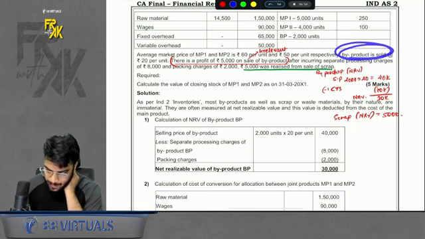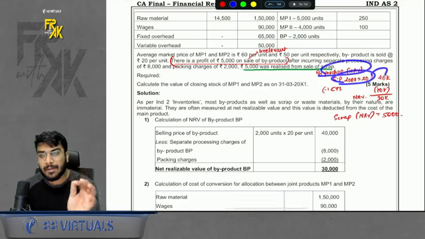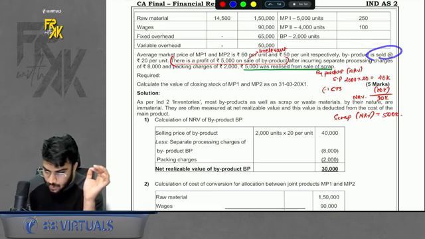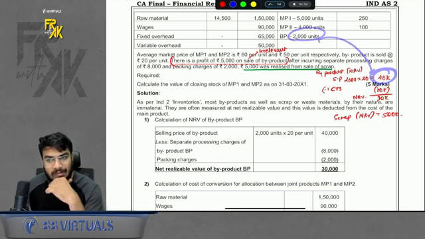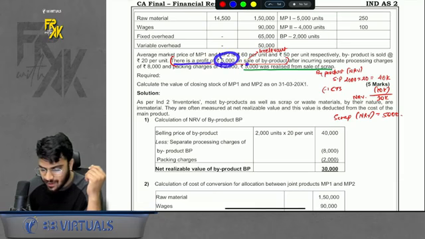Then it is given, the byproduct is sold at rupees 20. So if your byproduct is sold at rupees 20, you remember for byproduct we need the NRV of byproduct so that it can be reduced from total cost. So it is sold at rupees 20. You manufactured 2000 units at rupees 20. It will come to 40,000, right? Then you will say there is a profit of 5,000 on sale of byproduct.